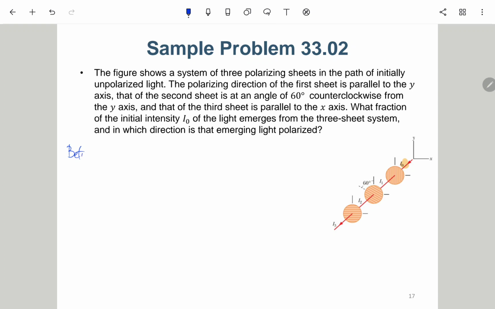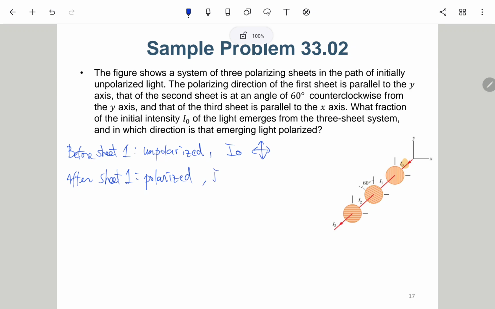So before sheet 1, the light is unpolarized. We have an intensity I0, which we can denote like this. So this is unpolarized. After going through sheet number 1, it is already polarized, and the intensity I1 will be half of I0, and it is vertically polarized.